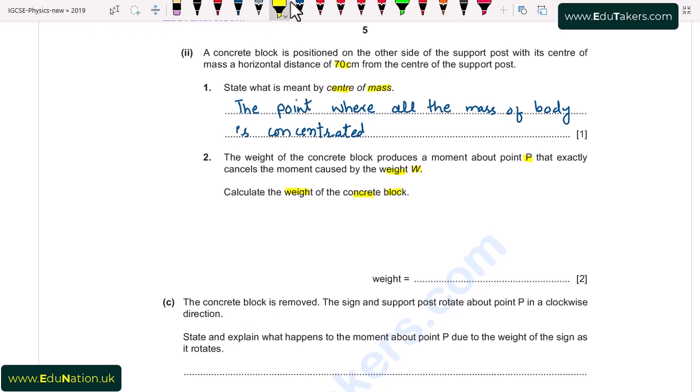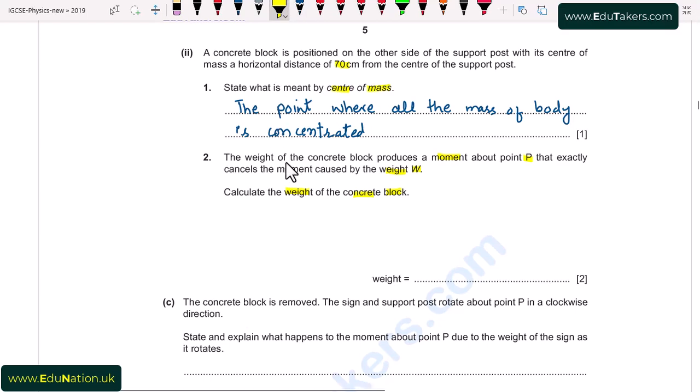In this statement, it is said that the total moment is conserved. It means that the clockwise moment is equal to the anti-clockwise moment, because the moment about the point P due to the concrete block cancels the moment caused by the weight. That's why the total clockwise moment will be equal to the total anti-clockwise moment.